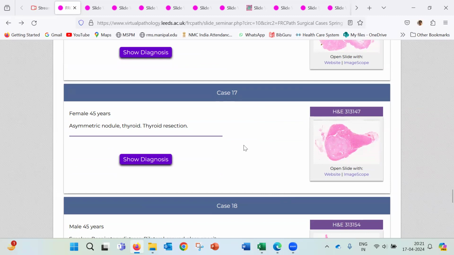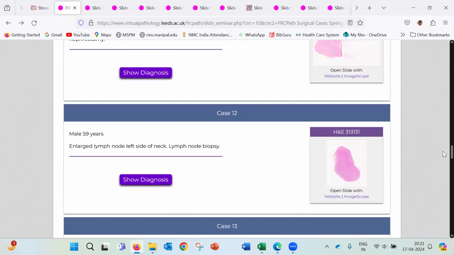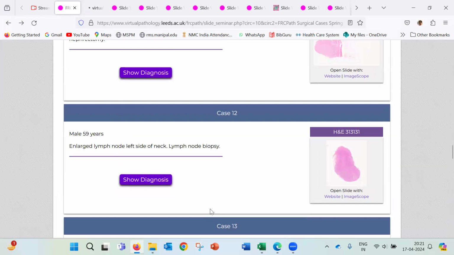I have 2 minutes more. Okay. Yeah. Any question particularly regarding any case that we have discussed so far? Yeah. Sir, how is gangliocytic paraganglioma different from ganglioneuroma?